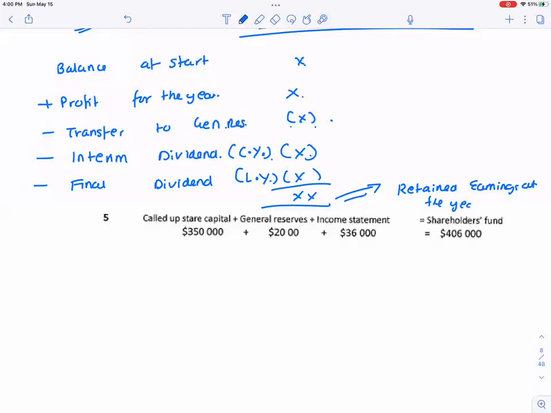So what all comes in retained earnings? Balance at start, add profit for the year, minus transfer to general reserves, minus interim dividend of current year, minus final dividend of last year. Everybody knows this? Yes, ma'am.